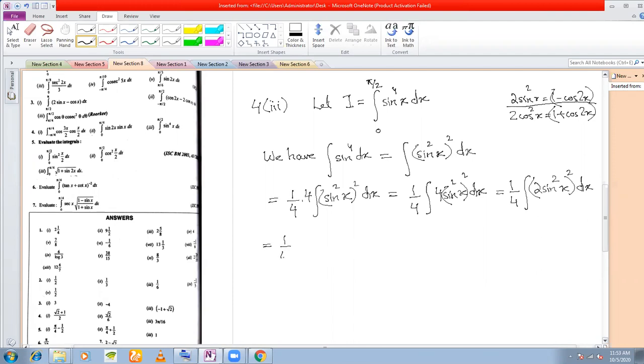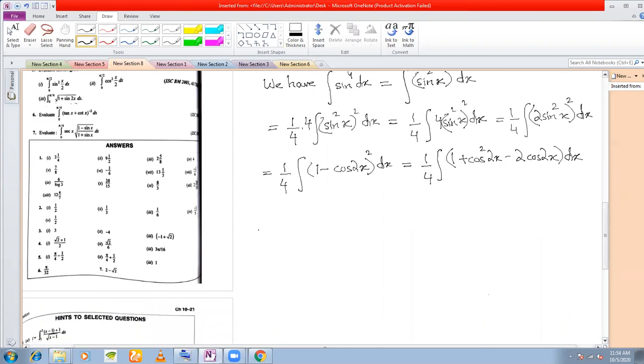Next, you can use the first formula to write 2 sine square x as 1 minus cos 2x whole square dx. Now you can expand this by the a minus b whole square formula, and you will get a square plus b square minus twice a b dx. So this is 1/4.